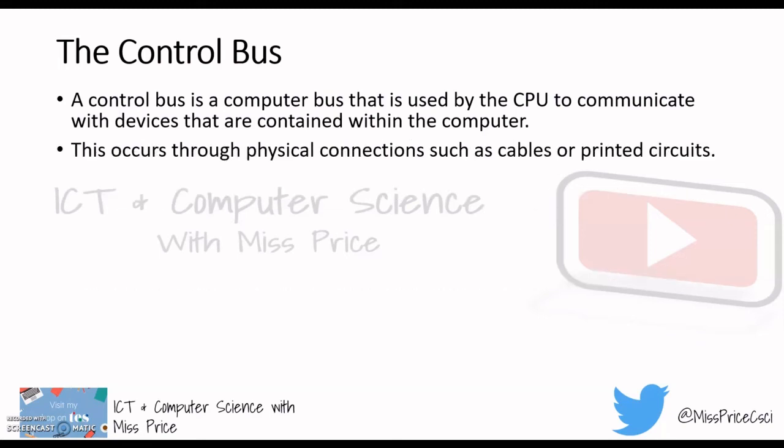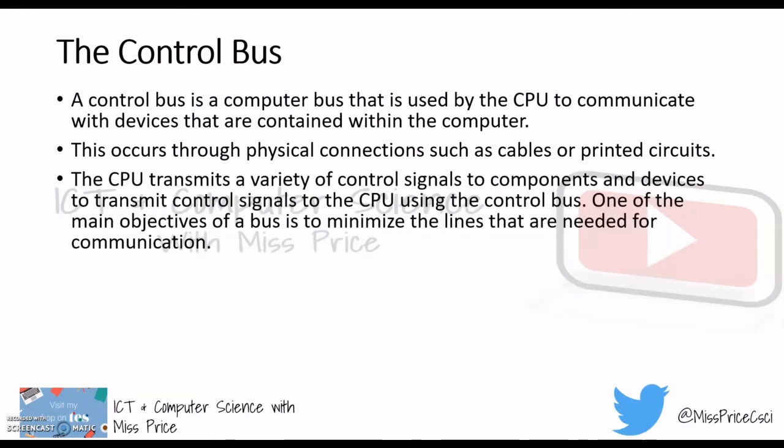Now this occurs for the physical connections. As you know, you've got cables inside your computer. If you look inside of a computer, there are several cables and there are printed circuits, because motherboards are actually printed, and there are wires that are printed on that motherboard. The electricity runs through them and the instructions run through them. Now the CPU transmits a variety of control signals to the components and their devices, and one of the main objectives is to minimise the lines that are needed for communication, so that the communication can take place much quicker.